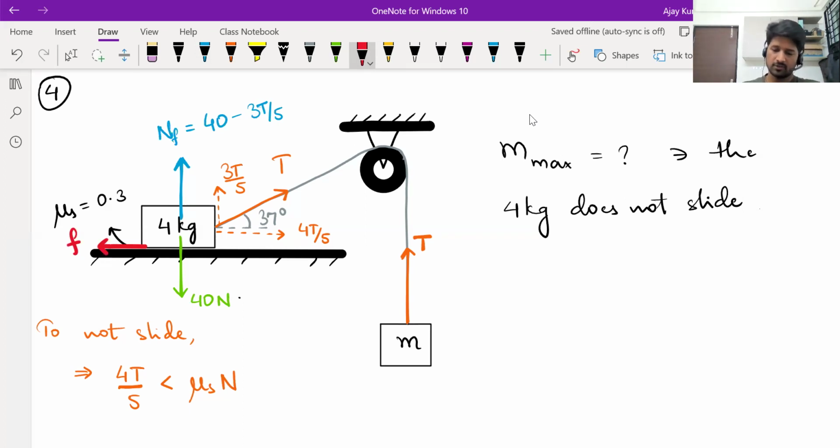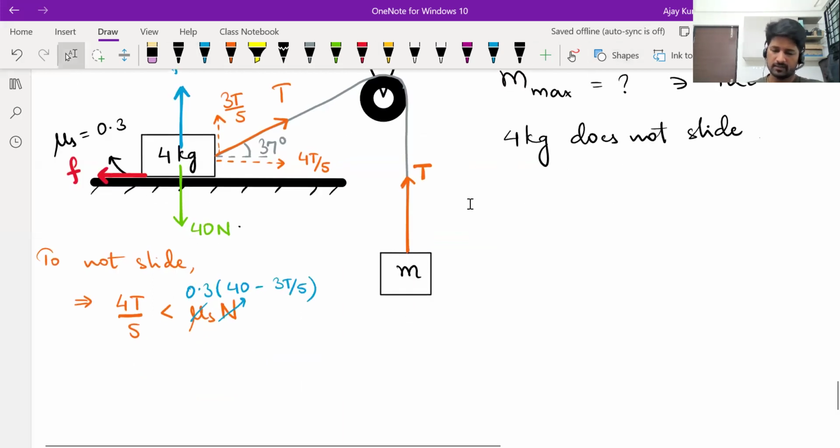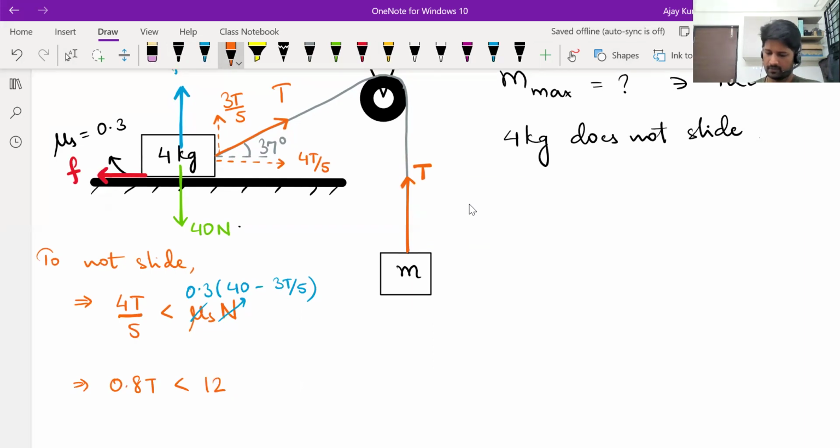Now we will substitute that expression of normal force here. Mu s is 0.3 and normal force is 40 minus 3T by 5. From this equation, we'll get tension. 4T by 5, 4 by 5 is 0.8. I'll write it directly: less than 0.3 into 40. 3 into 40 is 120, so 0.3 into 40 will be 12. Minus 0.3 into 3 by 5, 3 by 5 is 0.6. Multiply that with 0.3, 0.18 T. Anyway, from this equation, you can get T. Okay, but still that doesn't solve the question.